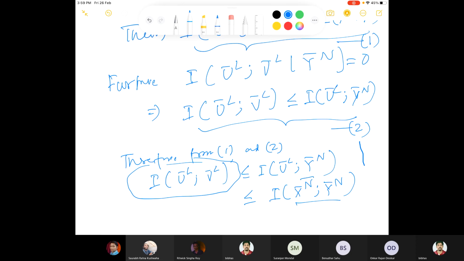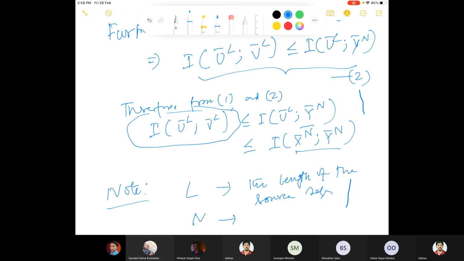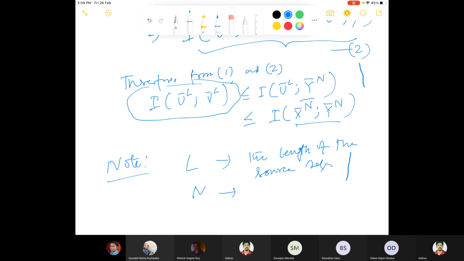This is the most important note. It seems today I will not be able to tell you the converse, but it will take just 20 minutes, so maybe I'll do it next day. So note here: L is the length of the source sequence, and N is the number of uses of the channel.